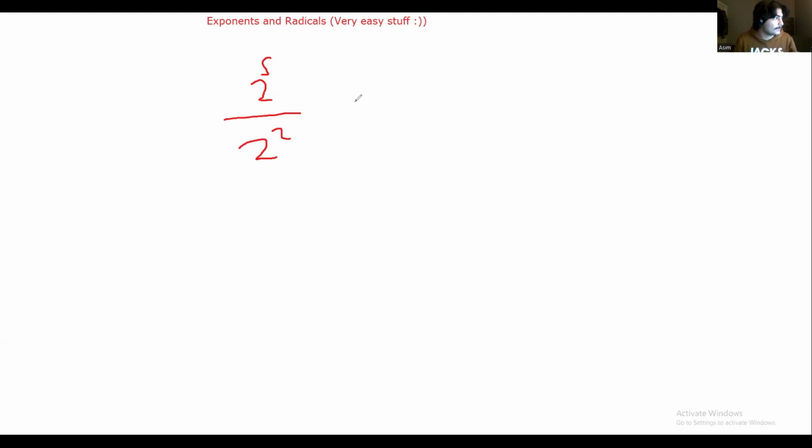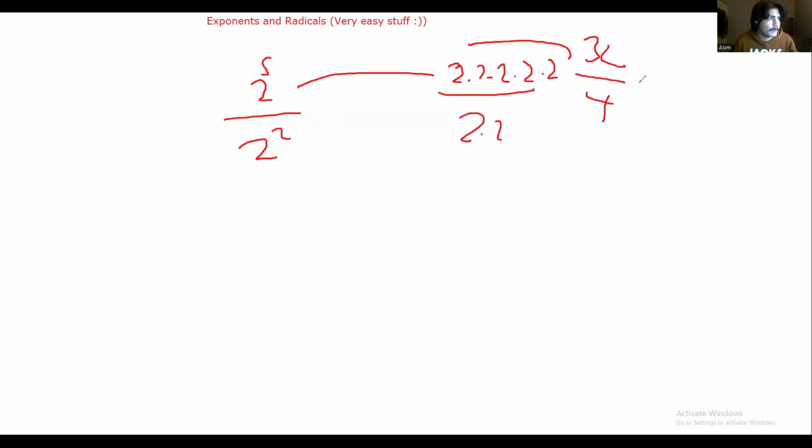So guys, basically, you also know that we can just say 2 times 2 times 2 times 2 times 2 divided by 2 times 2. This will be 32. This will be 4. 32 divided by 4 is 8. Guys, don't do this. I just did it, but you don't have to do it.